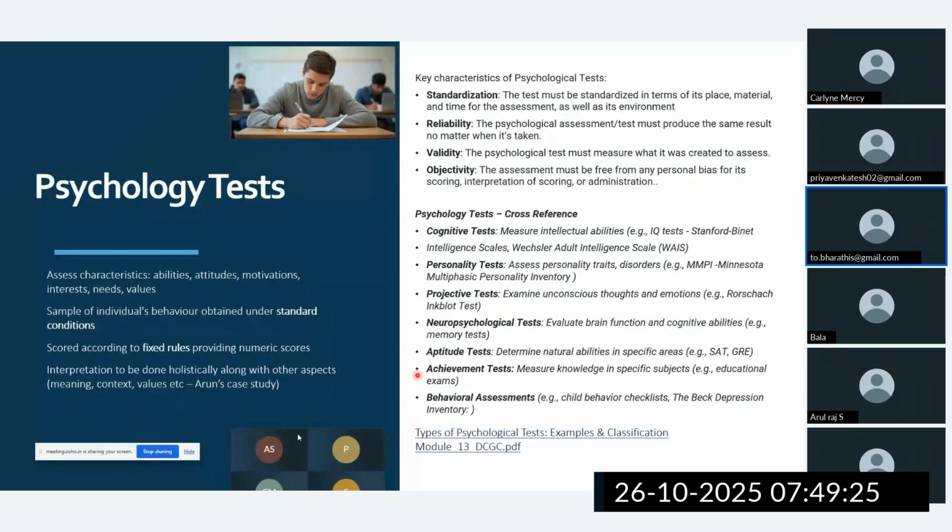In this case, for Arun, what is the test I may need to check? Should I take a personality test? Are there any traits that have changed? Has he become an introvert, or what is he? So I can choose based upon the need of the client, and I can do it.